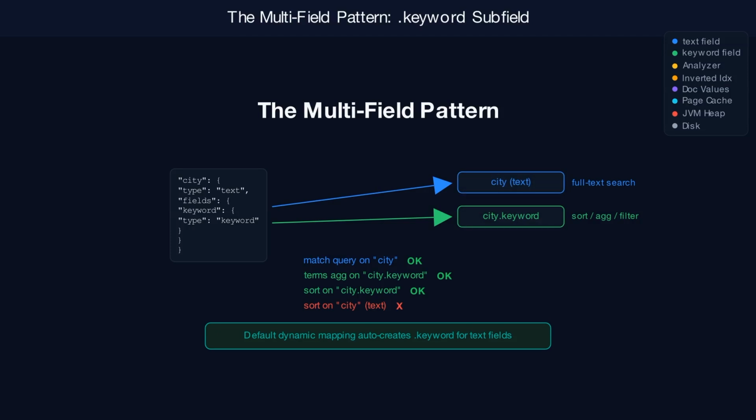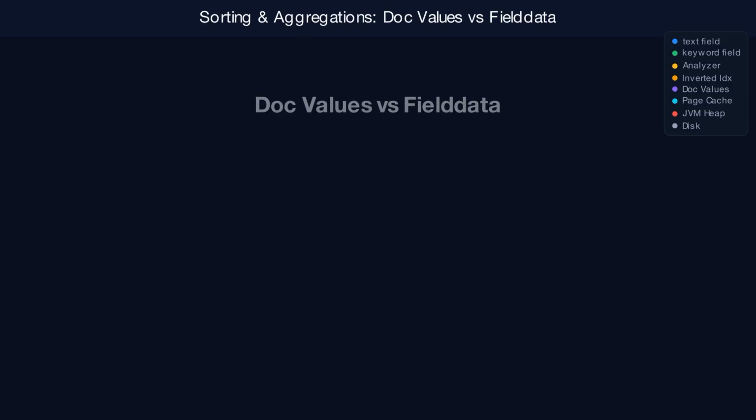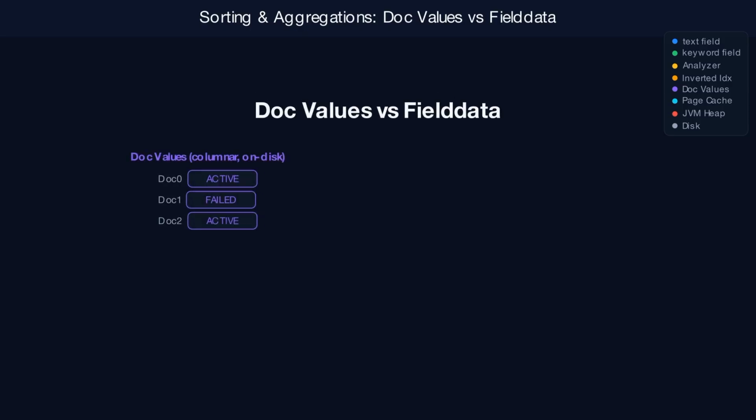The multi-field pattern avoids that entirely. In fact, many default index templates and dynamic mappings automatically create a .keyword subfield for every text field. Why is keyword the right choice for sorting and aggregations? The answer lies in a Lucene data structure called doc values. Doc values are a column-oriented, on-disk format where for each document, the field's value is stored in order.